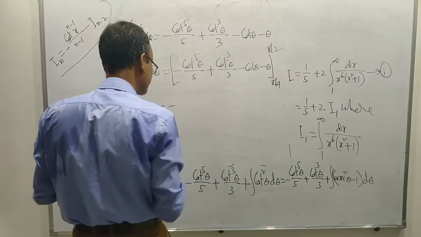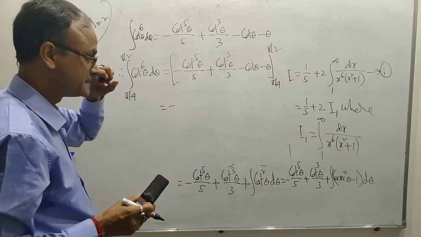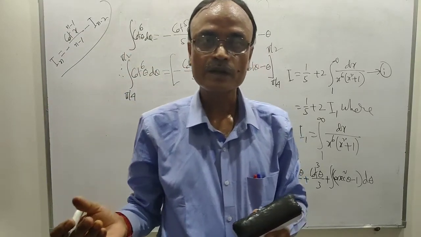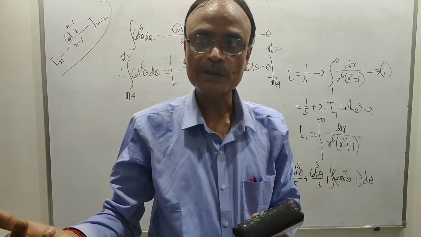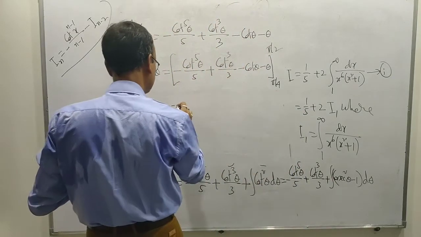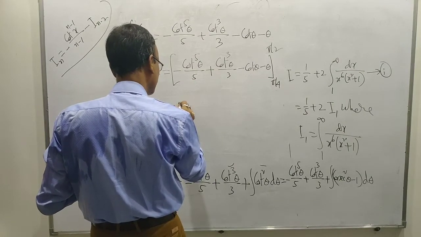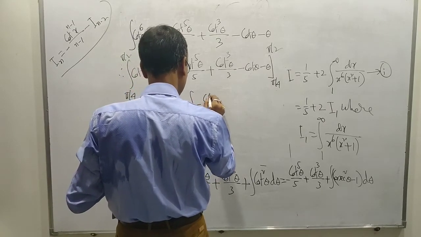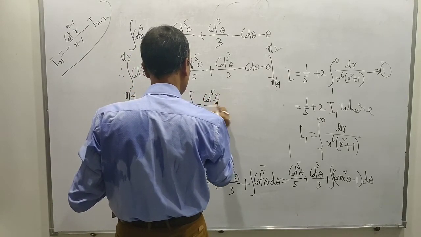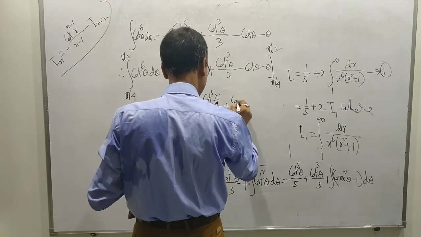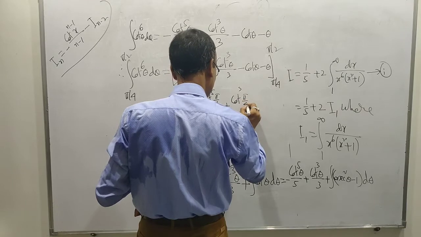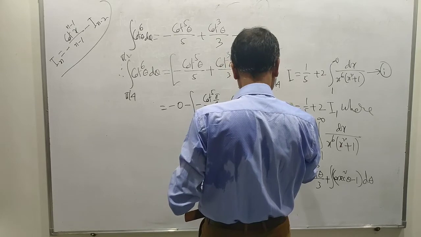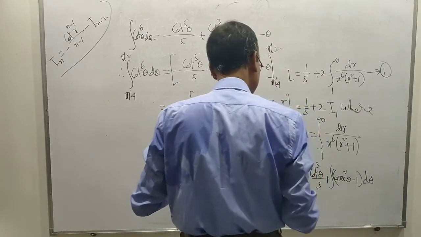This is equal to minus cot pi by 2. What is cot pi by 2? Cos pi by 2 by sin pi by 2. Cos pi by 2 equal to 0, so all the terms will be equal to 0. Minus 0. Minus, it will be minus cot to the power 5 pi by 4 divided by 5 plus cot cube pi by 4 divided by 3 minus cot pi by 4 minus pi by 4. It will be like this.